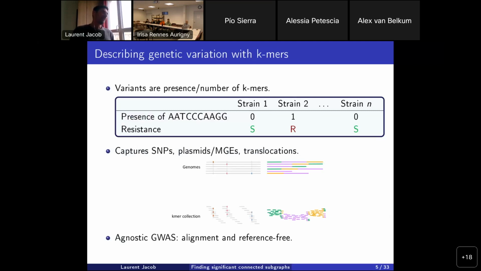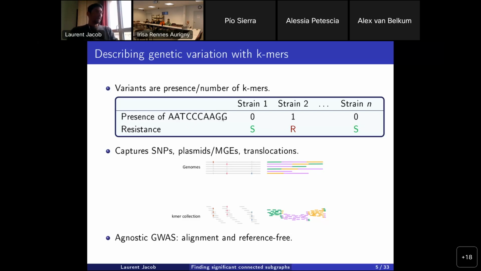So because of that, an alternative approach has been to use k-mers to define the variants instead of SNPs or genes. So you're probably all familiar with k-mers. K-mers are words of size k in the ATCG alphabet if we look at genomes. And so instead of saying, I'm testing the presence of this SNP in the genome, is it related to resistance? We are going to say, I'm testing the presence of AATCC, etc.